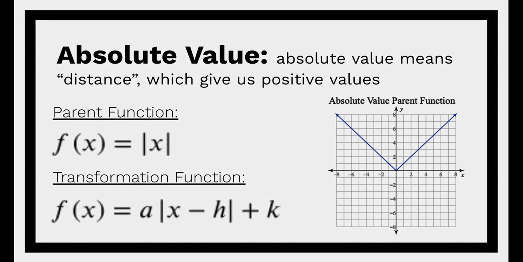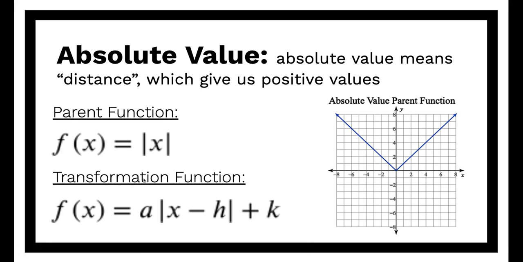Next, we're going to talk about absolute value. Absolute value means the distance, which gives us positive values. So if you look at the graph on the right, those positive values are all positive y values. We can put in any negatives we want for that x, and it will only spit out positive values. So for our parent function, we have f of x equals absolute value of x.